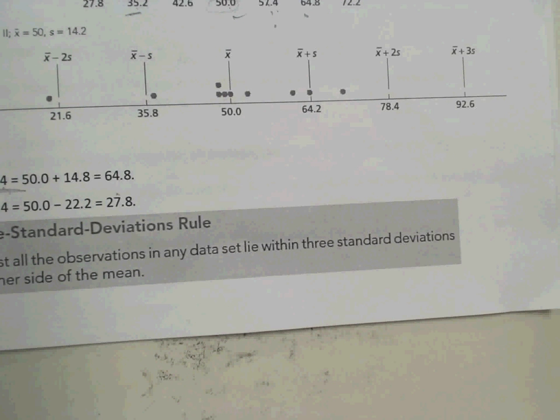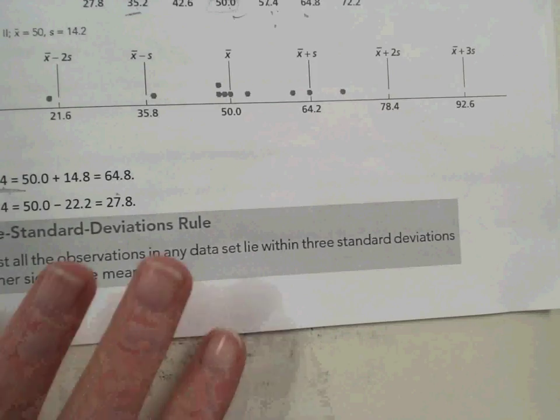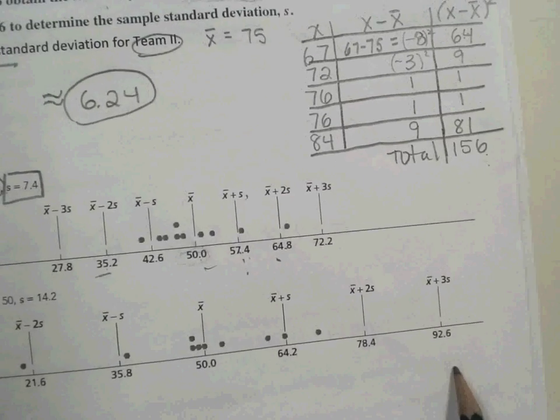Read that for us, please, Eliana. The 3 standard deviations rule at the very bottom. Almost all of the observations of the data set lie within 3 standard deviations of the mean. So there you go. That's why there's only 3.